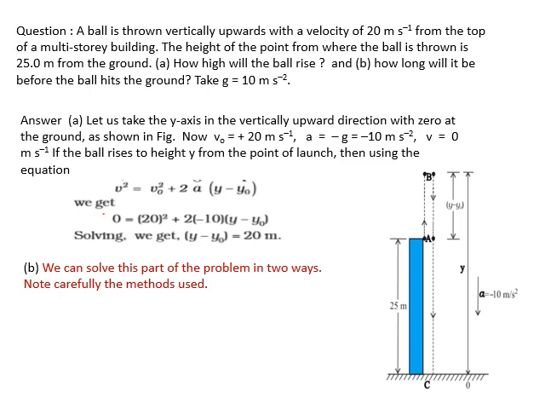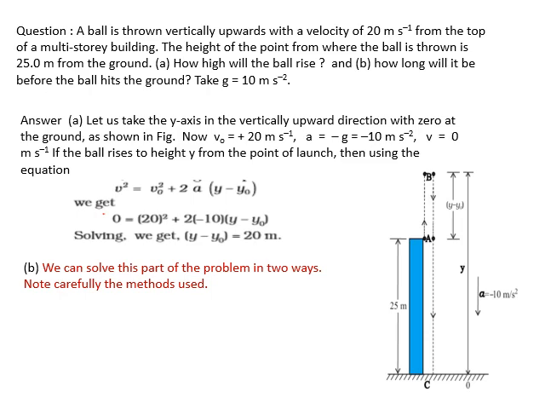If it is not given to you in the numerical problem, you may take it as 9.8 or 10, but write in your solution that you are taking this value of g. Now, see the diagram. Here we have taken the y-axis in the vertically upward direction with 0 at the ground. Now, v naught is 20 meter per second and the acceleration is minus g. So, it will be minus 10 meter per second square.